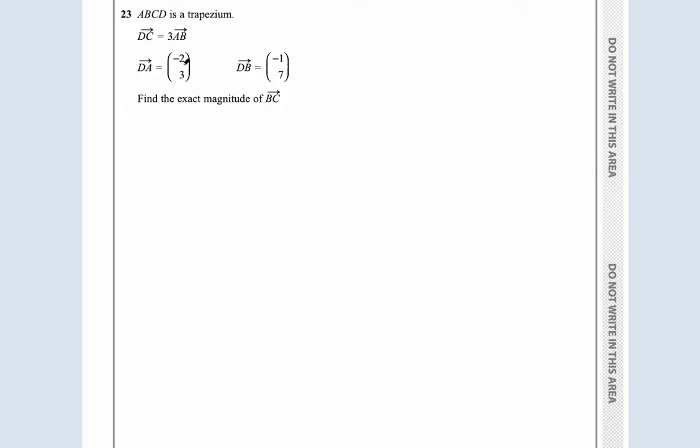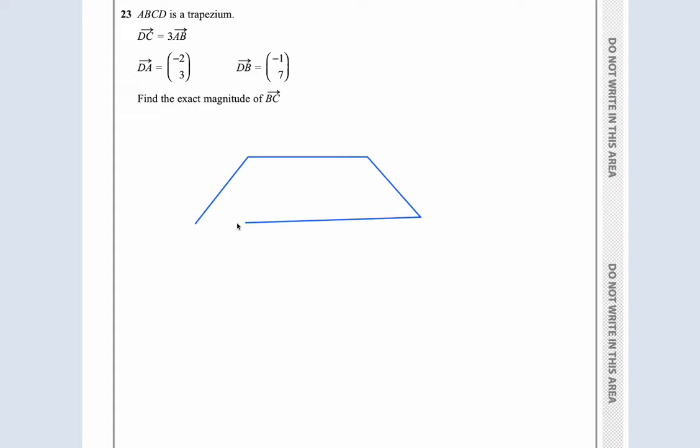Okay, DA is this, DB is that. Find the exact magnitude of BC. Okay, first we will draw this trapezium. So it looks something like this: A, B, C, D.